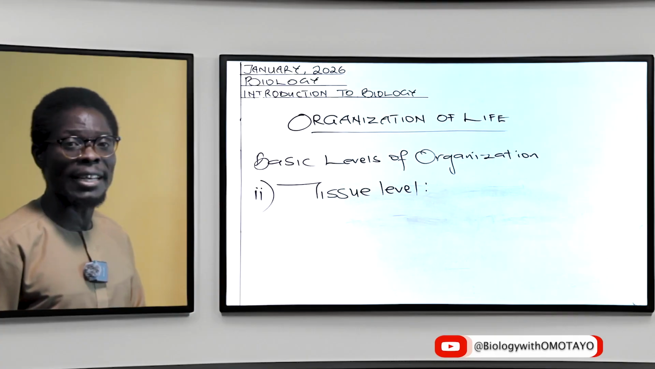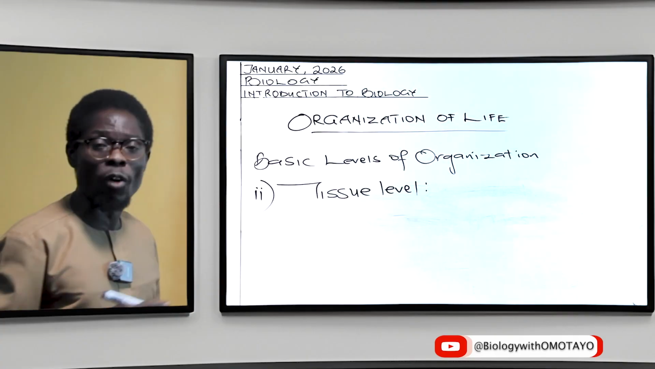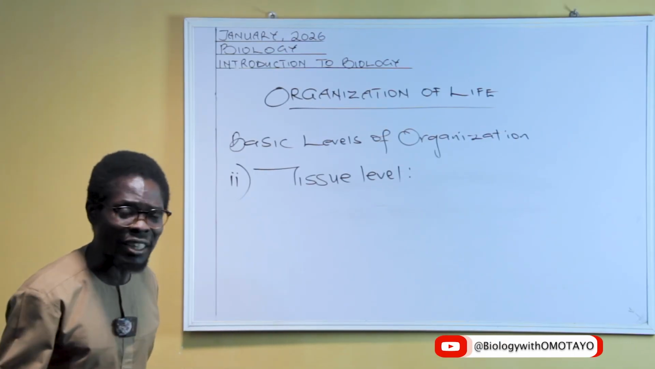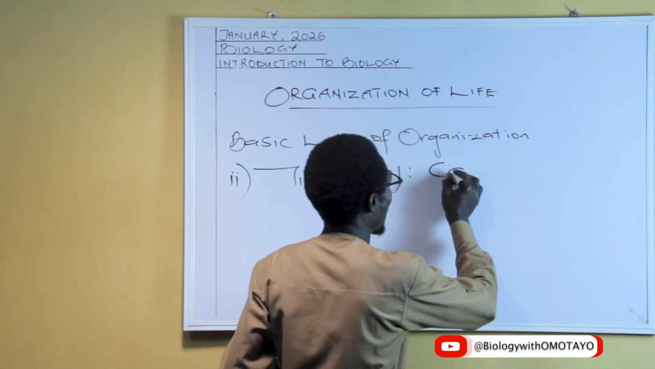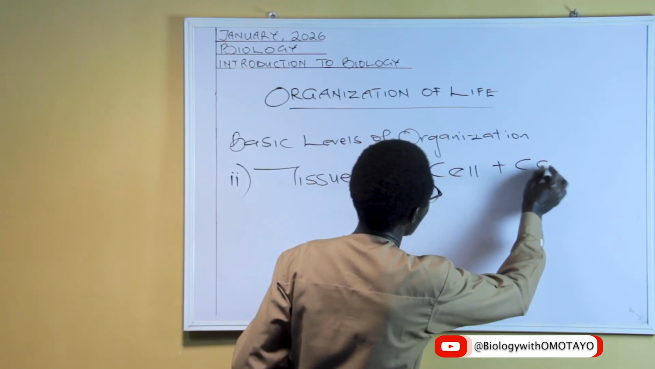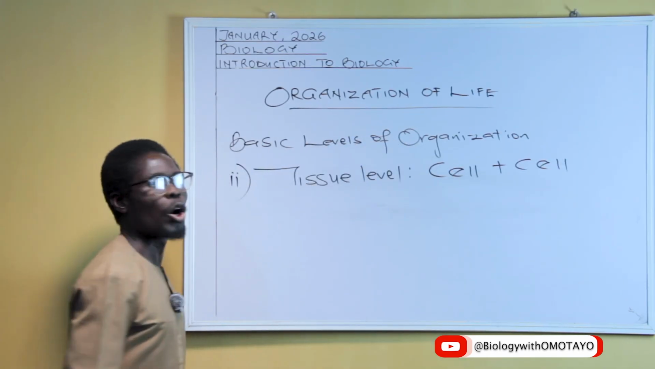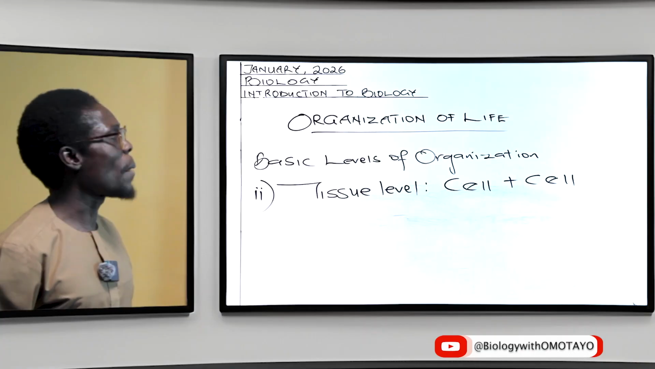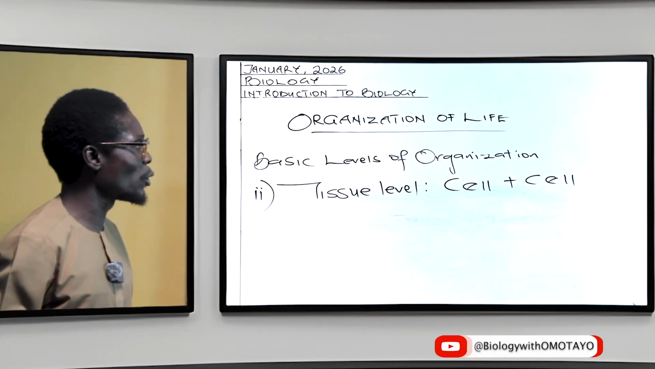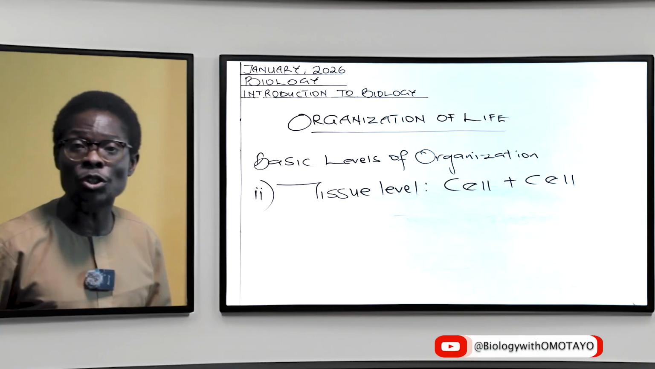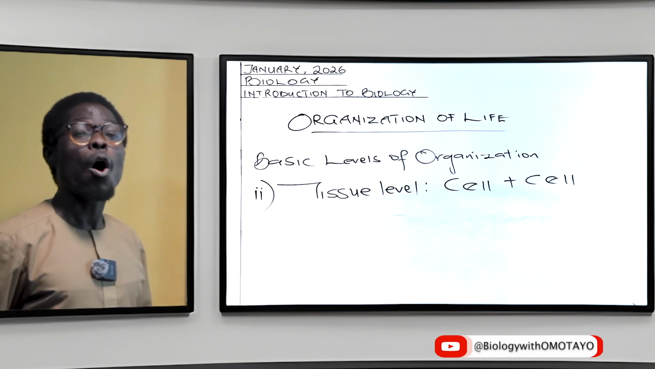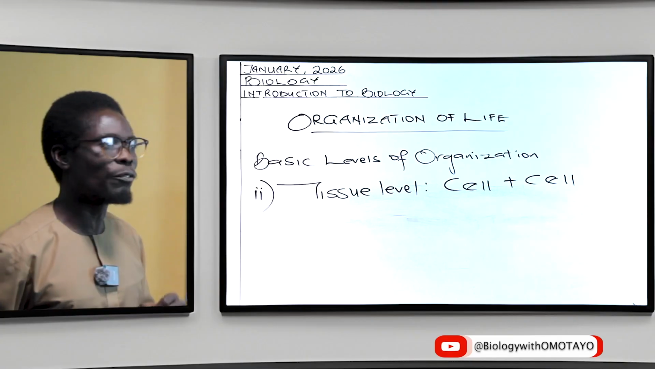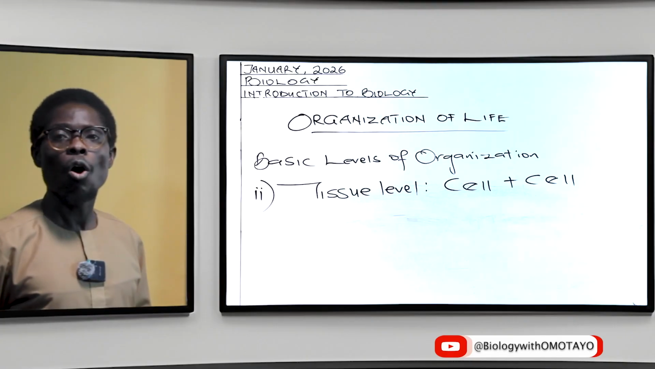That is to say, the tissue level of organization can simply be represented as the level of organization where we have cell plus cell. So you have cells coming together, working together to perform a given function. At this tissue level, we have organisms that exist at the tissue level of organization.